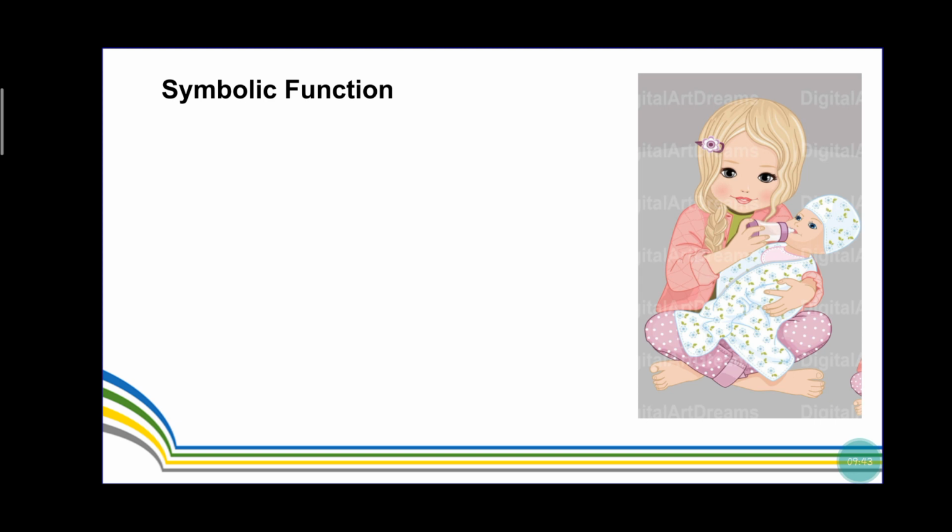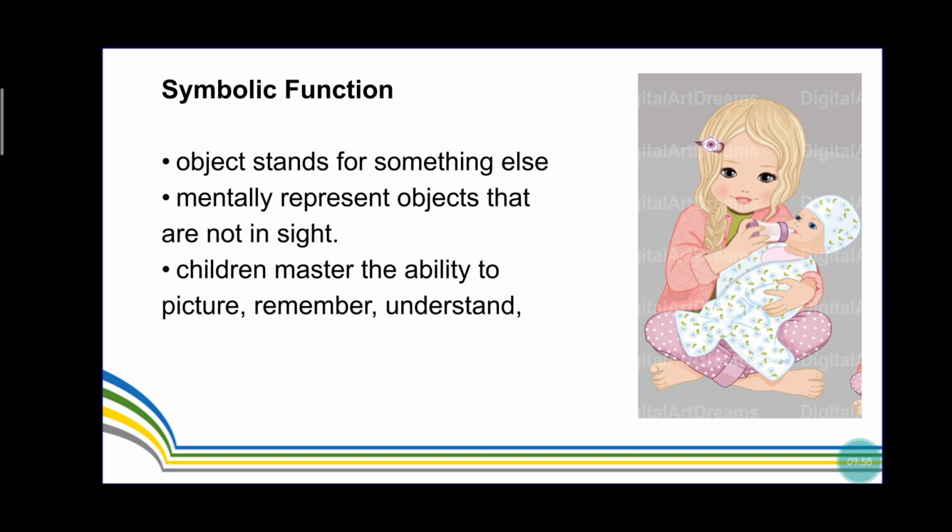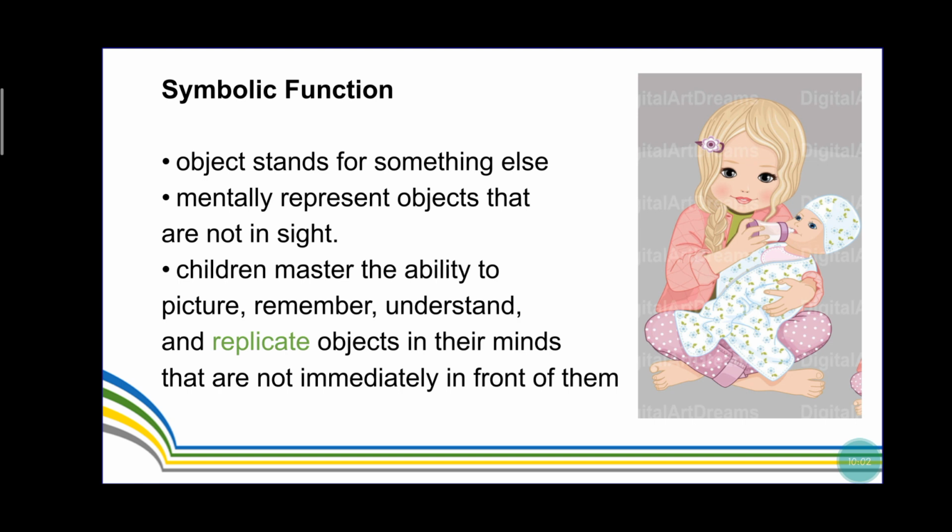We have also the symbolic function. It is the cognitive ability to mentally represent objects that are not in sight. So objects stand for something else. Children master the ability to picture, remember, understand, and replicate objects in their minds that are not immediately in front of them. So take note, symbolic function, the audience here is the elementary students. Object stands for something else. They are able to replicate objects. Just like the picture says, a girl is rocking or feeding her doll.